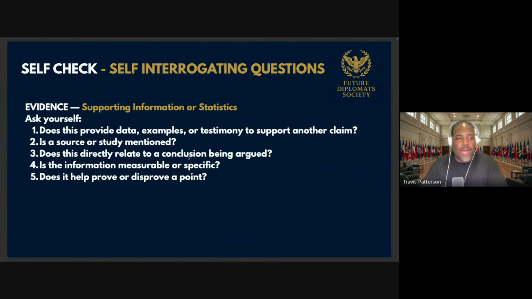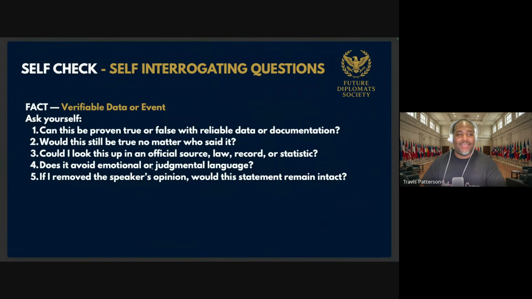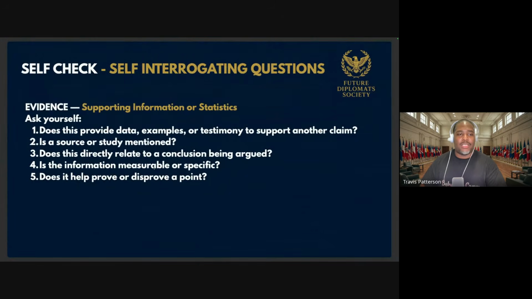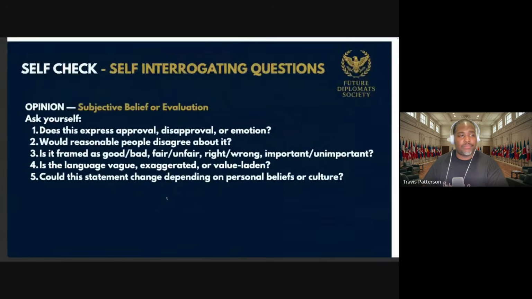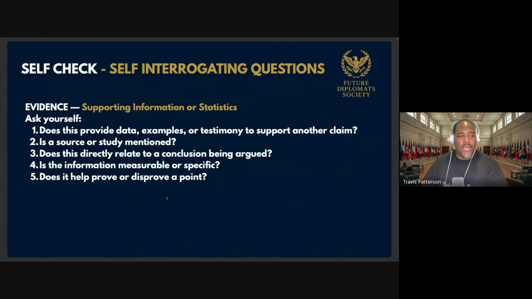Even when it comes to evidence, does this provide data, examples, or testimony to support another claim? Something that I want to make sure I point out is that evidence and fact can both have data, so try not to get confused with that. Fact is just verifying data or an event, where evidence is a supporting source. That's one way I've come to look at it, which is actually what it says here. Number 2 is a source or study mentioned. It must come from somewhere, versus someone proving it. So evidence, as we were just sharing.